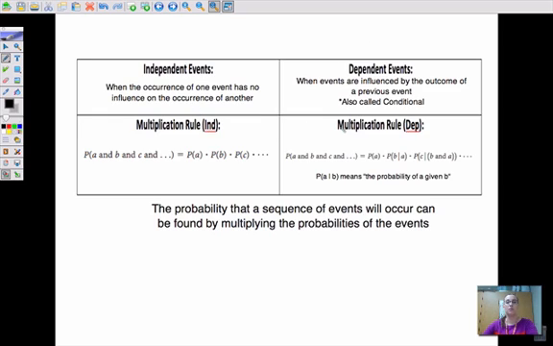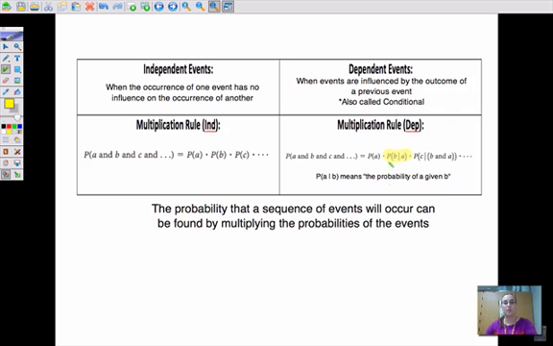So the multiplication rule applies to both of these things, but just a little bit different. So the multiplication rule for independence is the probability of A and B and C and so on and so forth is just the probability of A multiplied by the probability of B multiplied by the probability of C. Okay, so the probability that a sequence of events will occur can be found by multiplying the probability of the events. When we do the multiplication rule for dependent events, we have to think about the second probability.